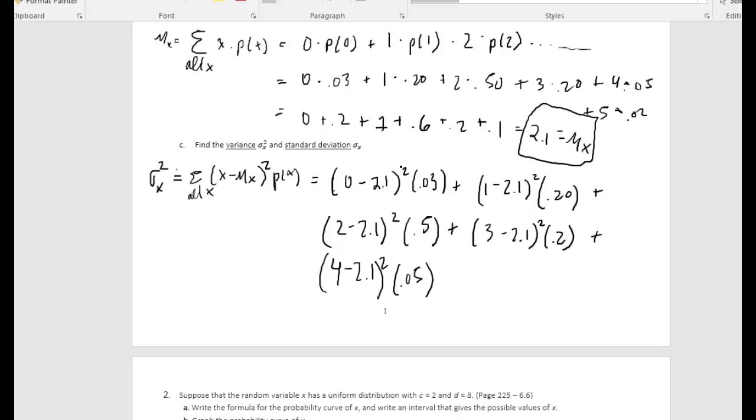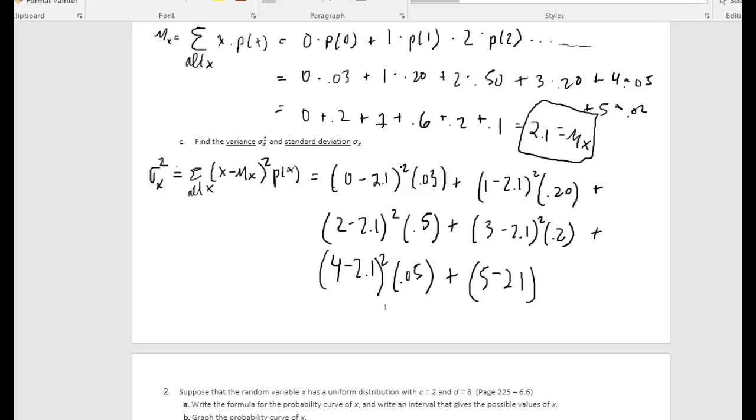Okay, and 5 minus 2.1 squared times 0.02. Okay, so you add all these up. And I'm not going to bore you with the arithmetic, it's all going to shake out to 0.89. Okay, so that's equal to our sigma squared x.